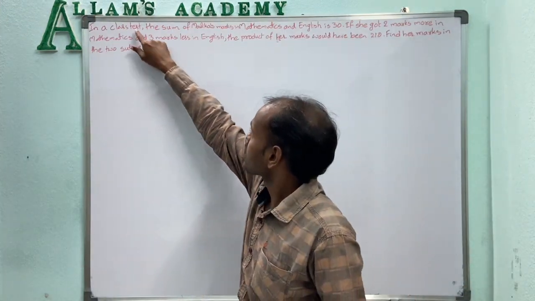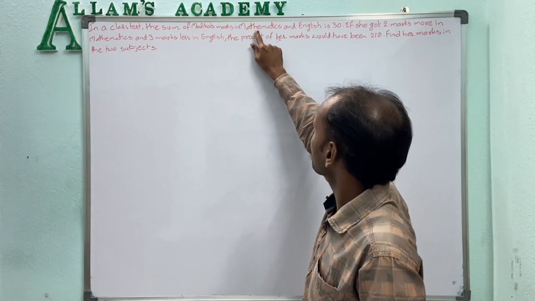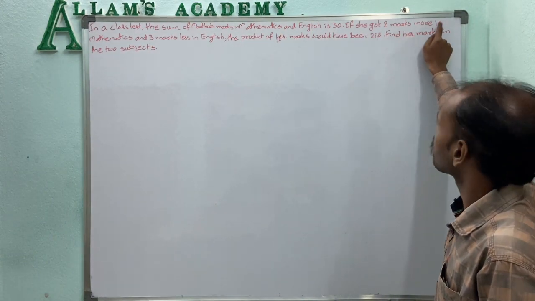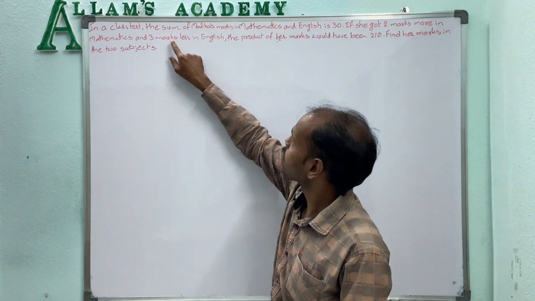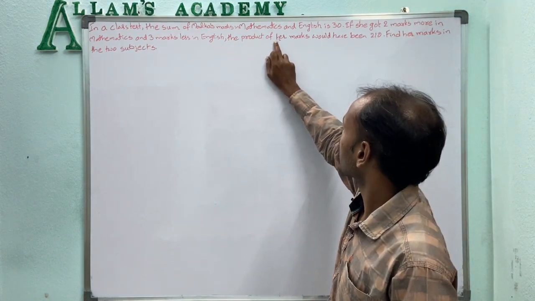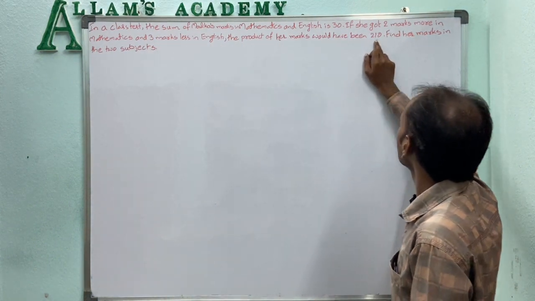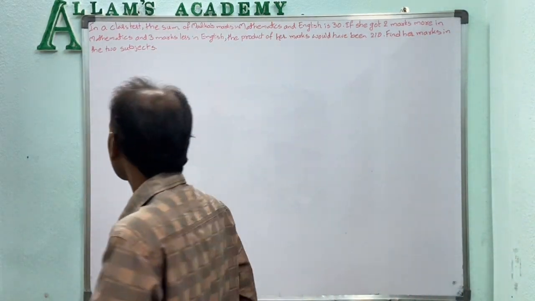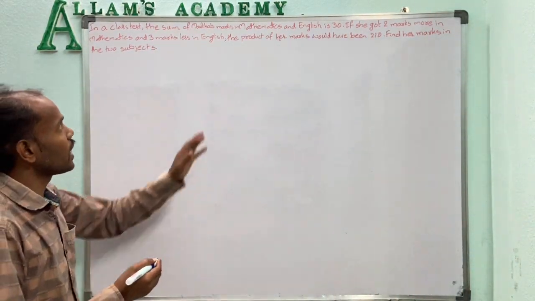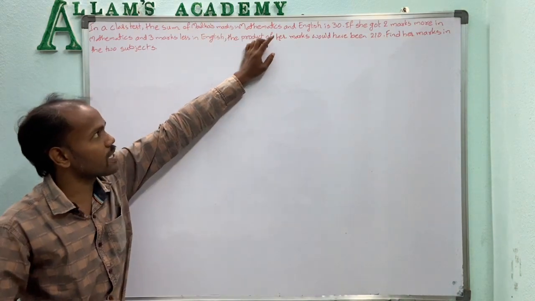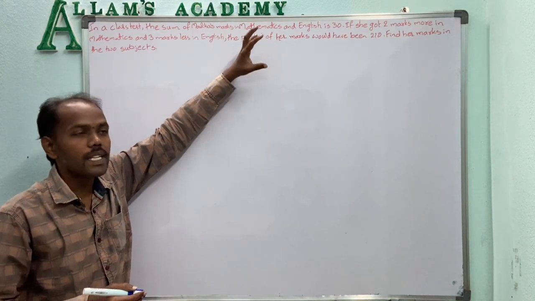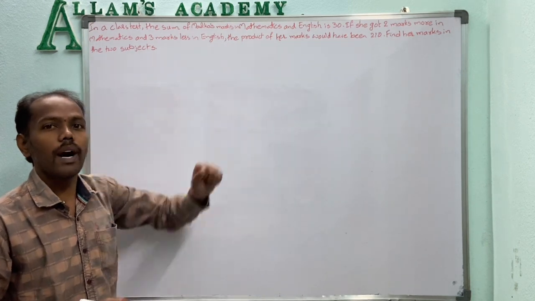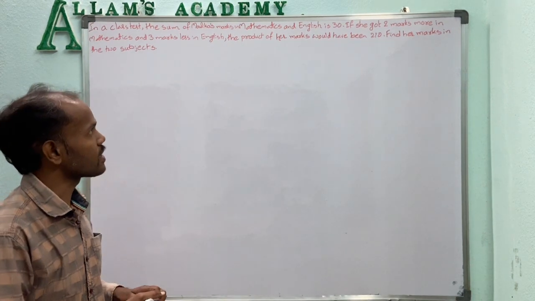In a class test, the sum of Moulika's marks in mathematics and English is 30. If she got 2 marks more in mathematics and 3 marks less in English, the product of her marks would have been 210. Find her marks in the two subjects. So here Moulika's marks in maths and English subjects add up to 30, as given. So we have to find her marks in maths and English.